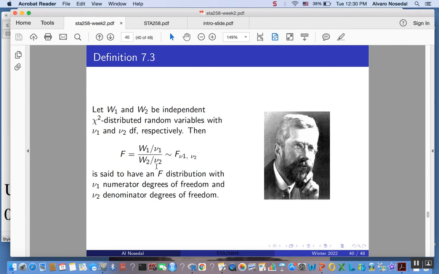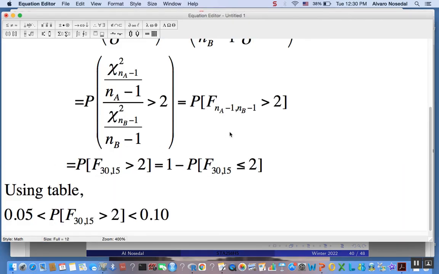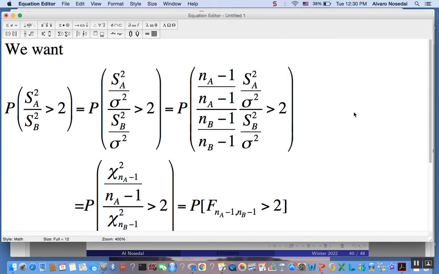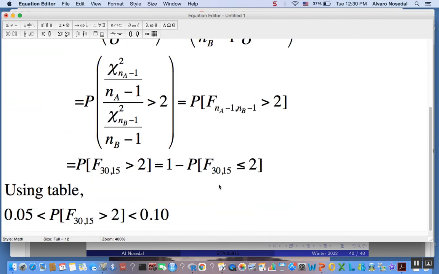And by theorem 7.3, we know that (n minus 1) s squared divided by sigma squared, if we have a sample coming from a normal, will have a chi-square distribution. And that's what we exploit: theorem 7.3 in combination with the definition of an F distribution to solve our problem. Make sense? Okay. So, yeah, that's it.